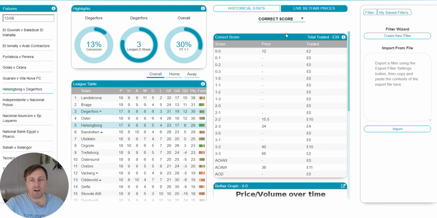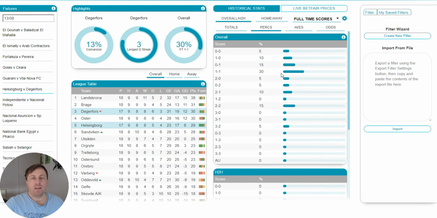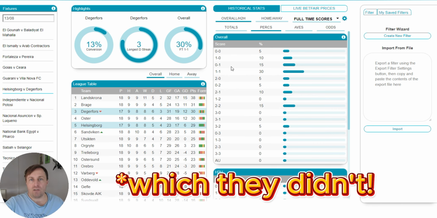Okay, 15.5. So we know that that's huge odds. So that might be something where we go, okay, that is something that interests me. How would I play this? 0-1 to me is not a great scoreline to play if you're backing 1-1 and 2-2. The reason is that unless the away team scores first, you're in trouble.